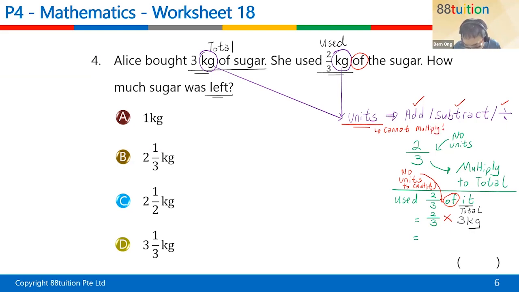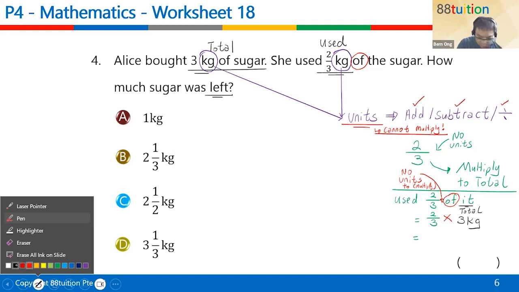So this is our question. Please be super careful. If you think that's important, write it down. I can see some of the children are writing it down, because many of the P4 will make the mistake. Even my P5 make the mistakes. I'm serious. So remember, those with no units, then you can start to multiply to the total.